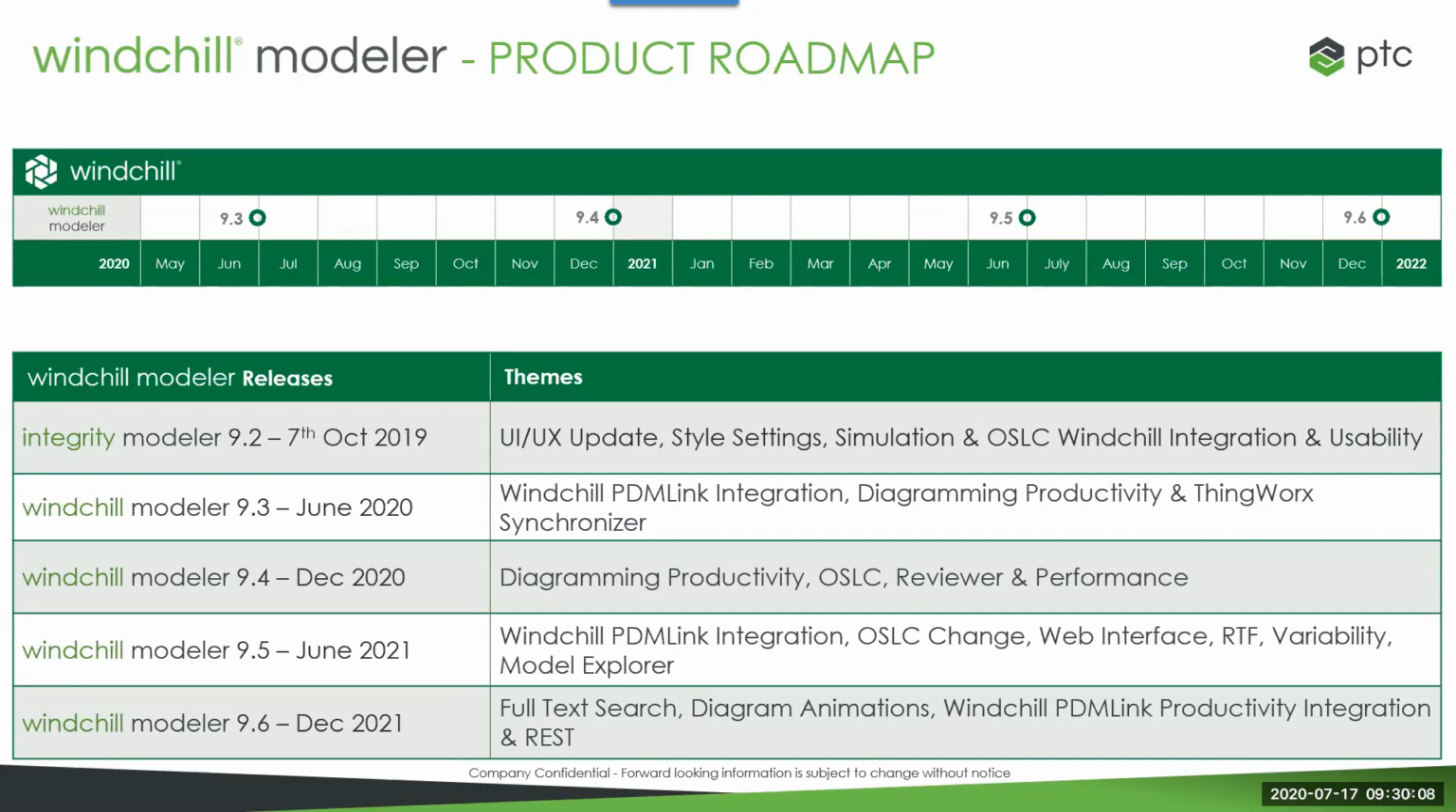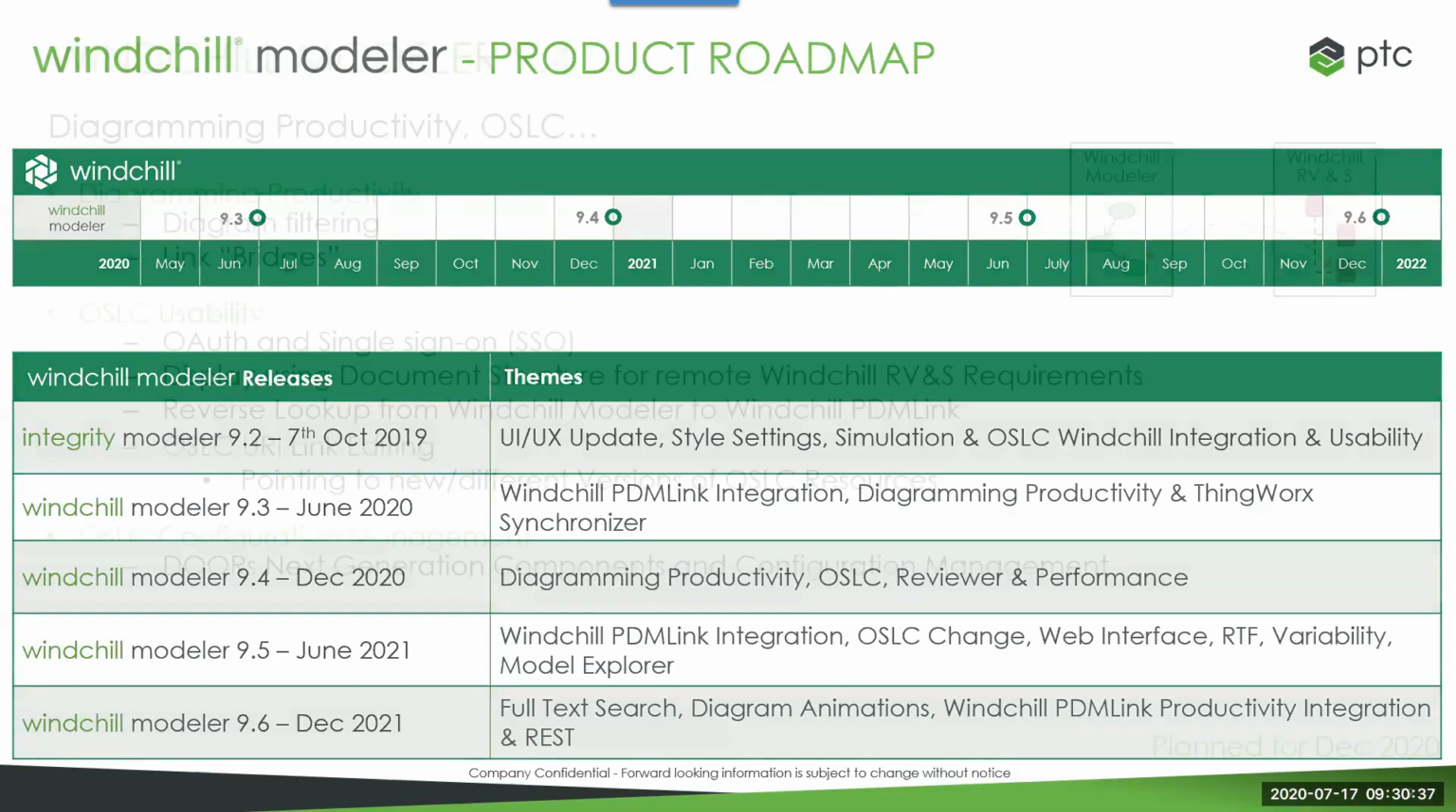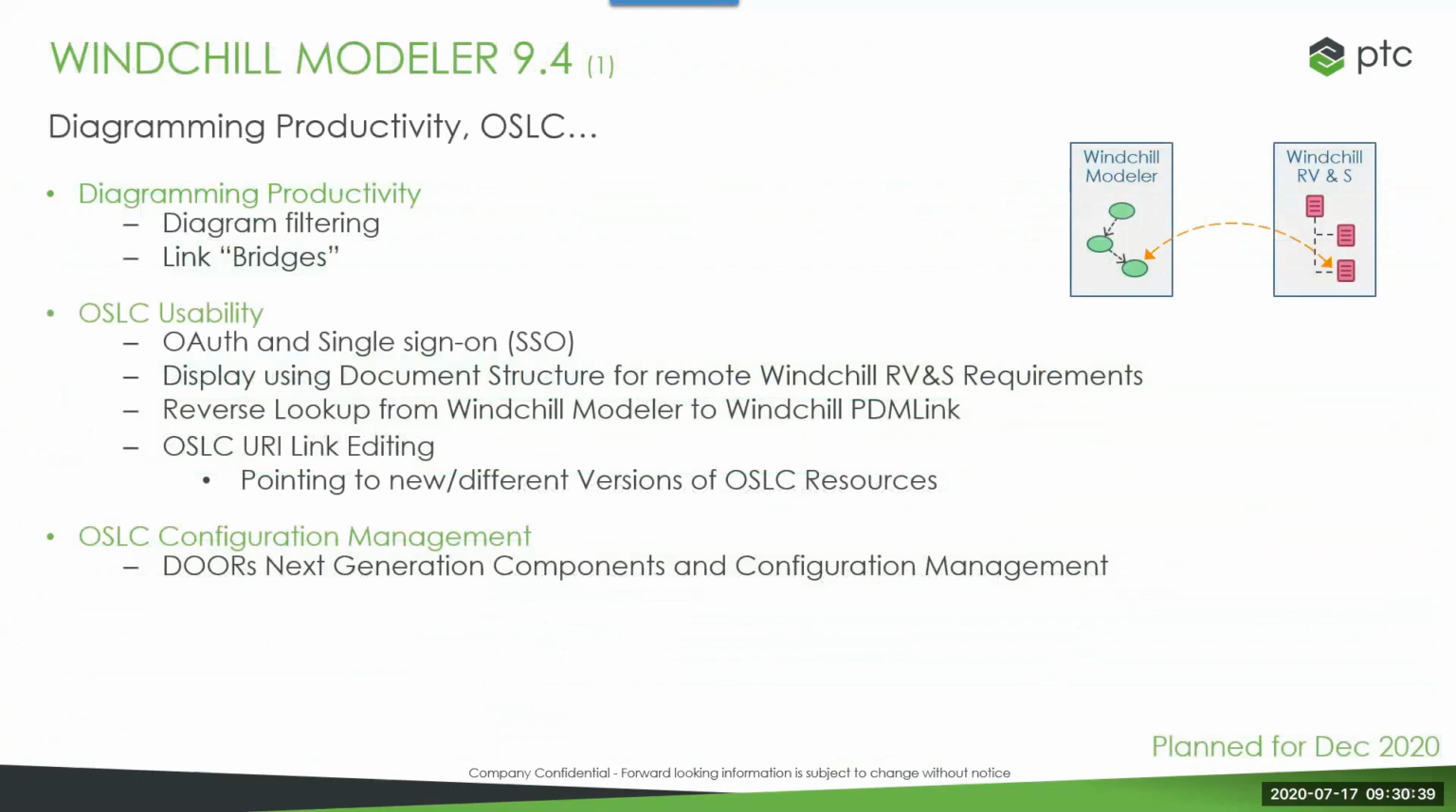So we've just released Modeler 9.3. It says June there. We were a couple of weeks late. So it was Monday, start of this week, that we released Windchill Modeler 9.3, which is fantastic. Modeler 9.4 planned for December. That'll probably be around the middle, the start of December. And we're having more diagramming enhancements, more integrations, and also some work on Reviewer. So we can take a look at some more of the details there, I think.